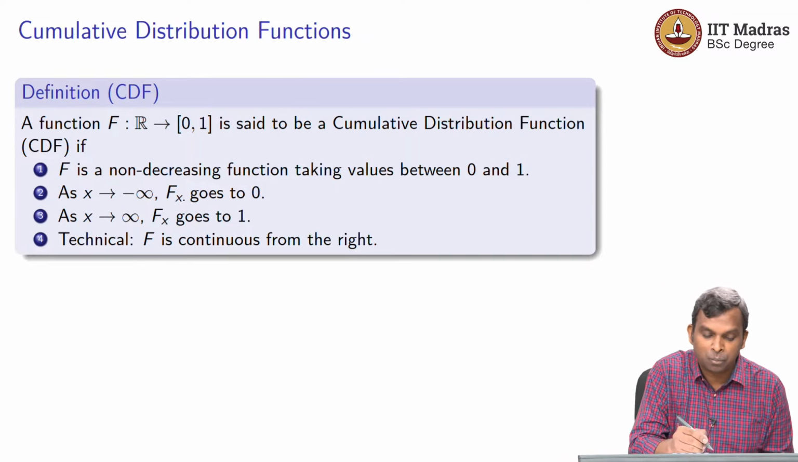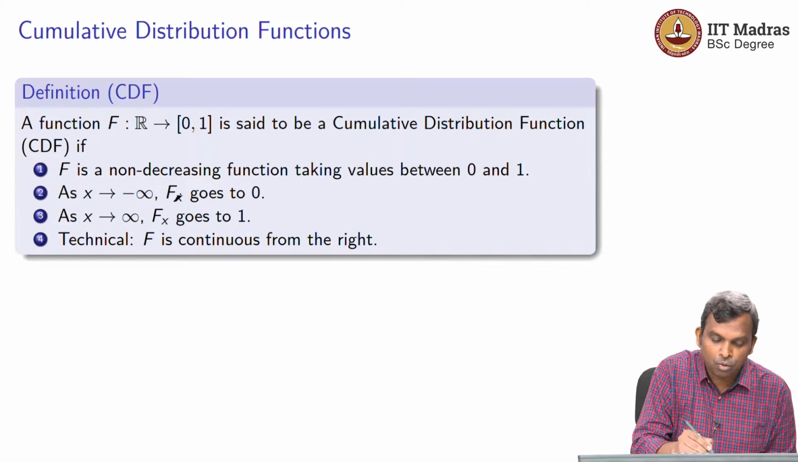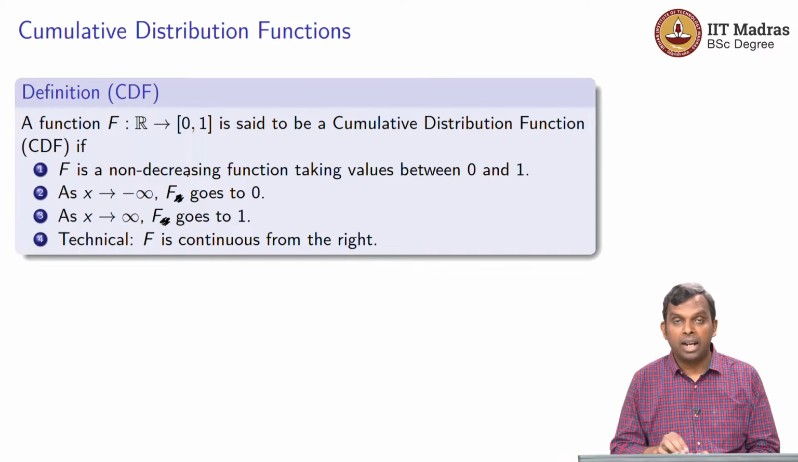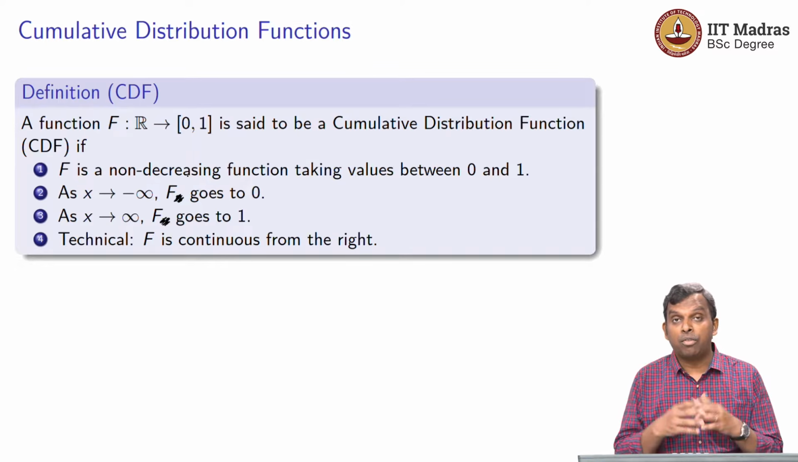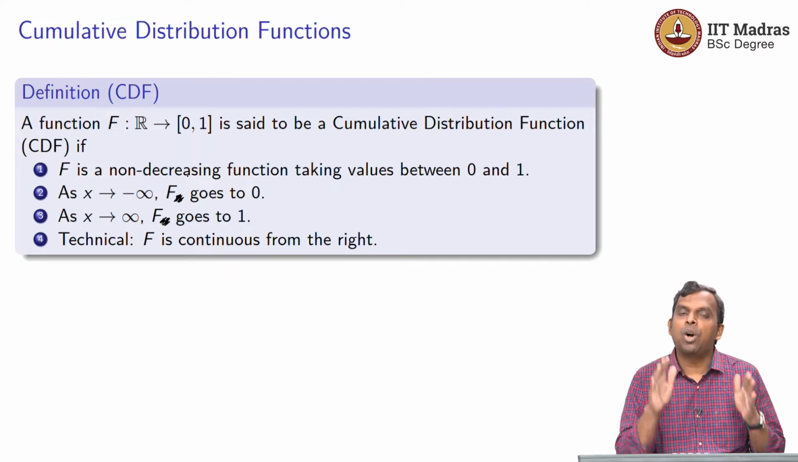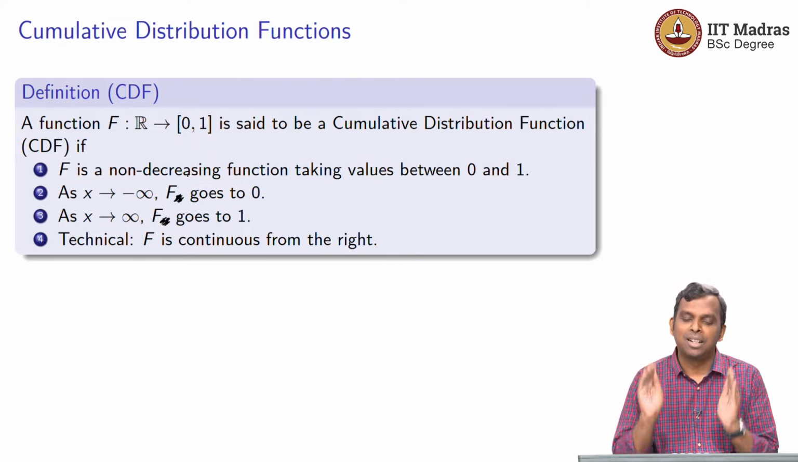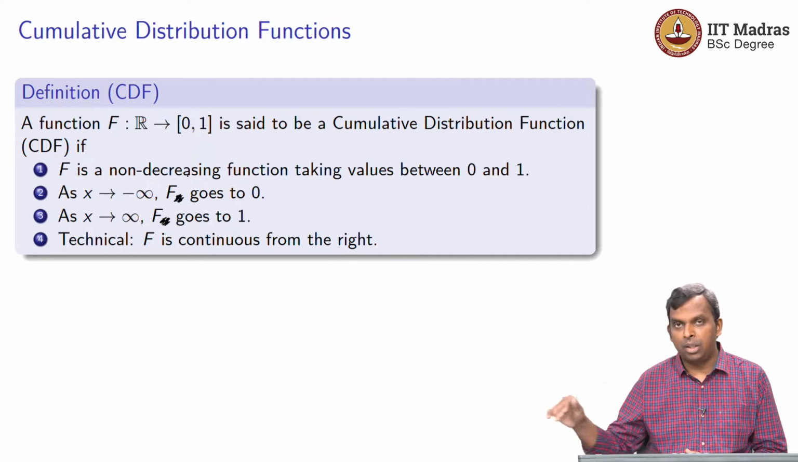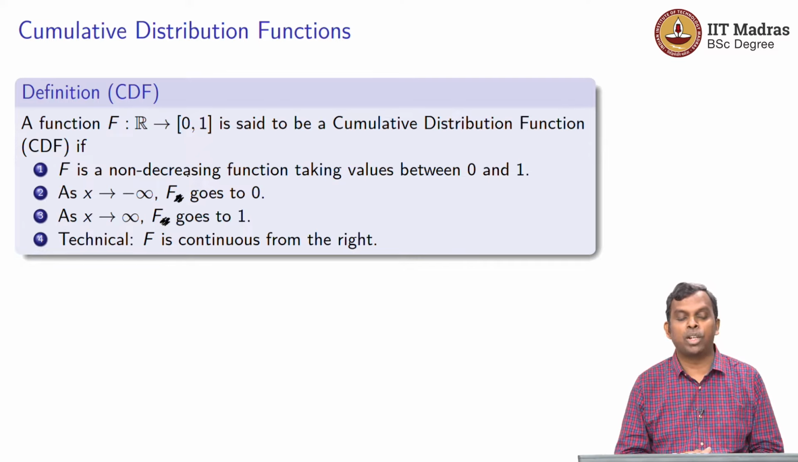I got rid of this x. This x should not be there. There's no reference to a random variable x. It is just a function. I'm going to define cumulative distribution functions without reference to random variables, but keeping all the properties that I want for distribution functions. So a function f from the real line to 0, 1, I will call a cumulative distribution function, or a distribution function, if it satisfies the following four properties.